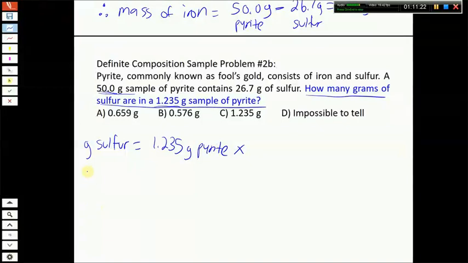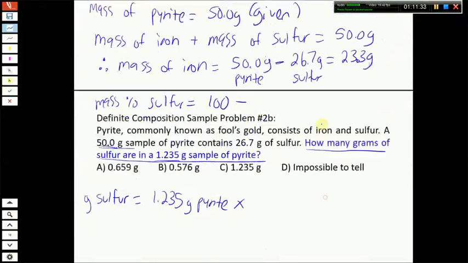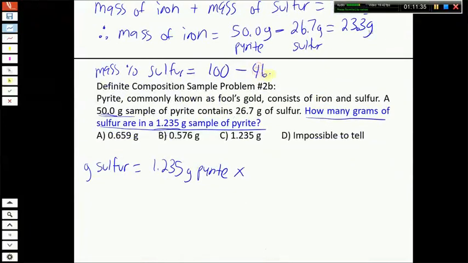So the mass percent for sulfur is... we set up here for iron is 46.6, so the rest of that has to be sulfur. Please tell me I did that math right. I'm doing it in my head. Okay, 53.4% is the mass percent of sulfur.